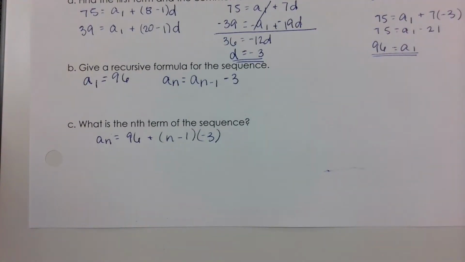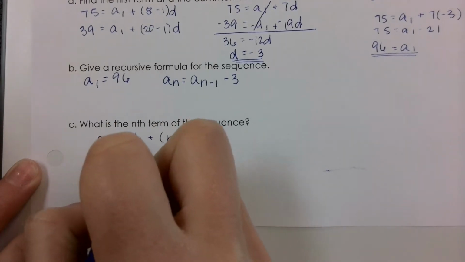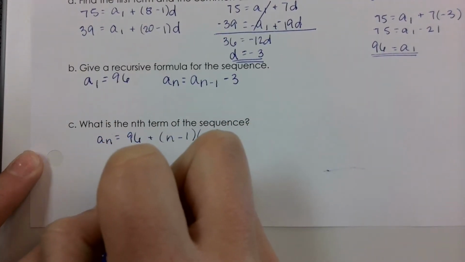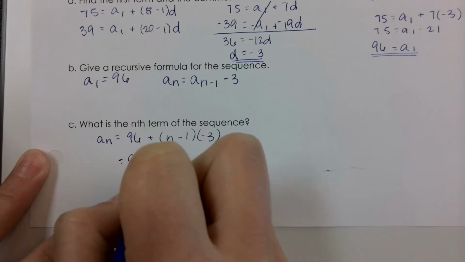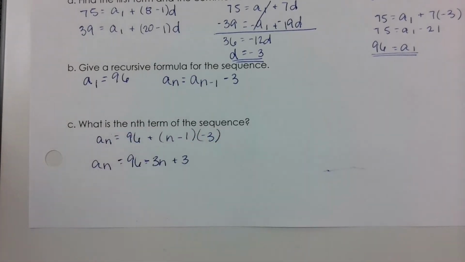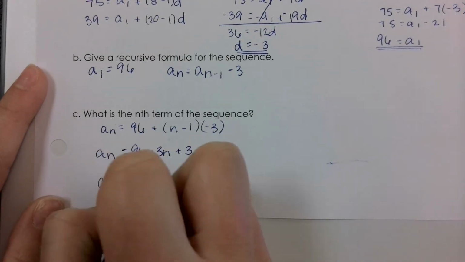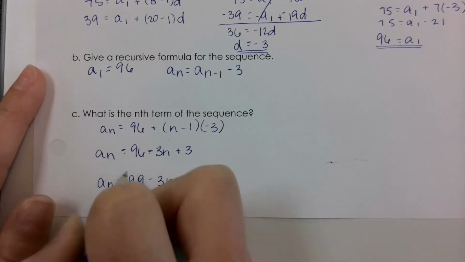So we can clean this up a little bit. We can distribute that negative 3. So we're going to have 96 minus 3n plus 3. And then we can combine the 96 and the 3, and that's about it. So we'll have a sub n equals 99 minus 3n.